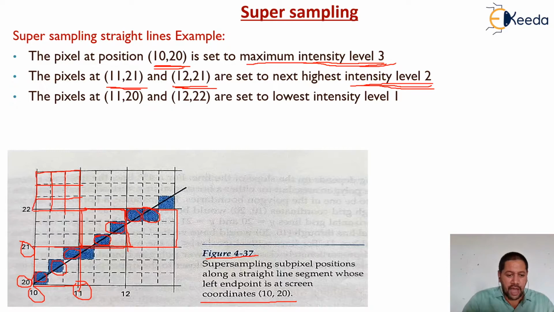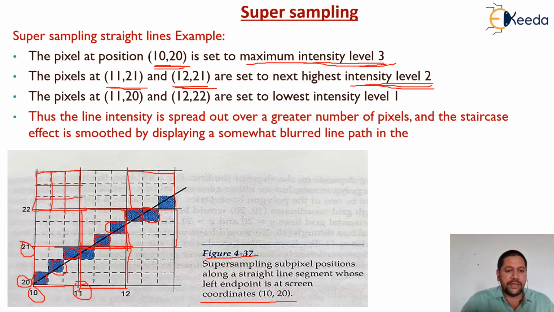Now you can ask me what is going to happen for this particular pixel, and what is going to happen for this other pixel. That is my next point: the pixels at 11, 20 and 12, 22. So this is my pixel at 11, 20.